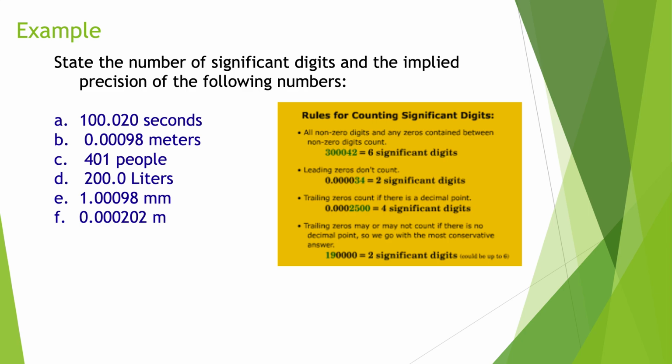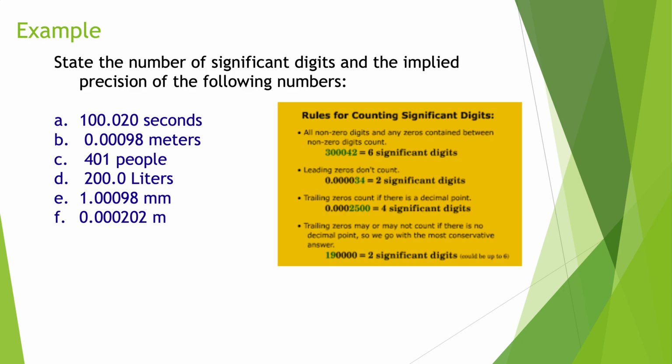Leading zeros do not count. So 0.000034, only 2 significant digits. Trailing zeros count if there is a decimal point. So if it says 0.0002500, there are 4 significant digits. Notice the first 3 being leading zeros do not count, the ones in black, but the 2 green ones do count because there is a decimal point.